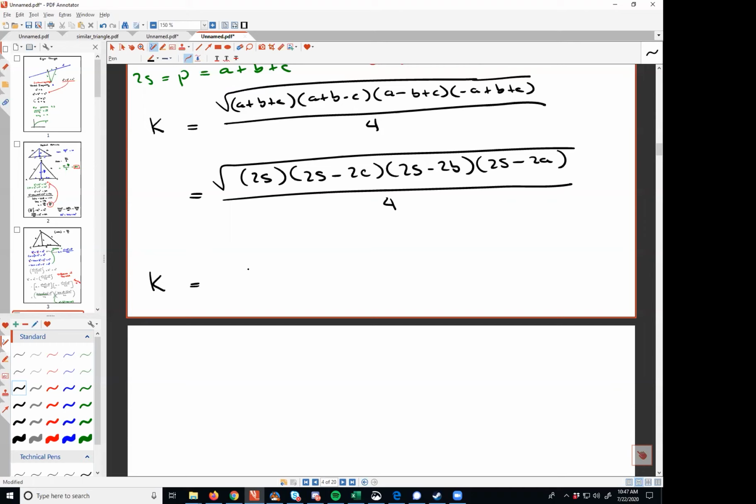And when all is said and done, under the radical, we get s. I'm going to reorder the terms. S minus a, s minus b, and s minus c. And that gives us a formula for the area of a triangle, just in terms of its sides and nothing else.